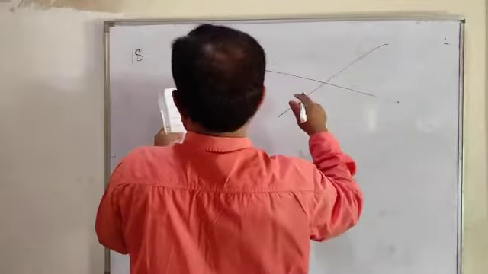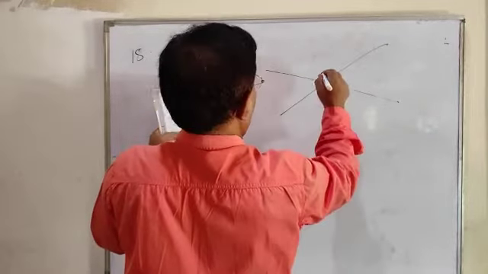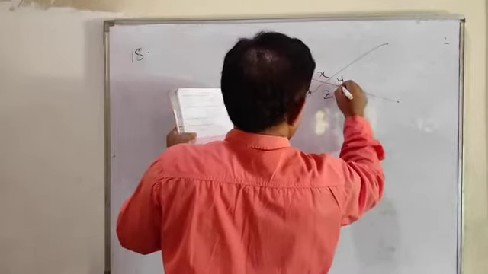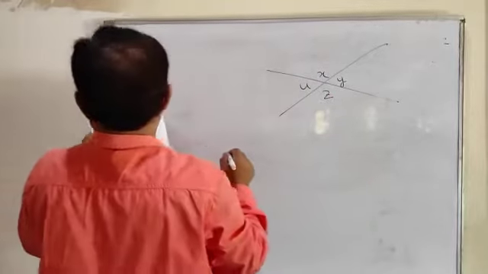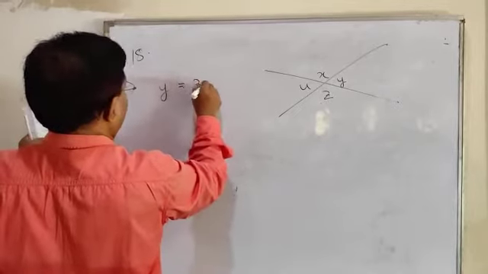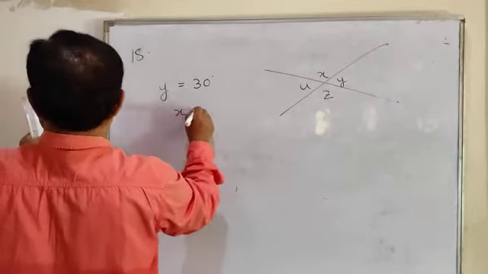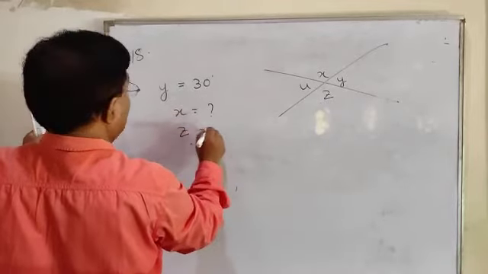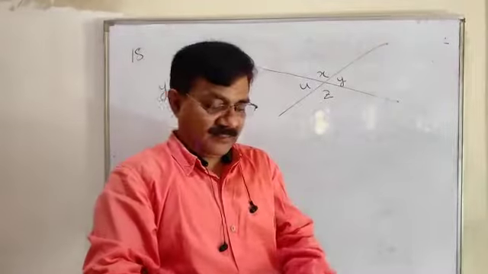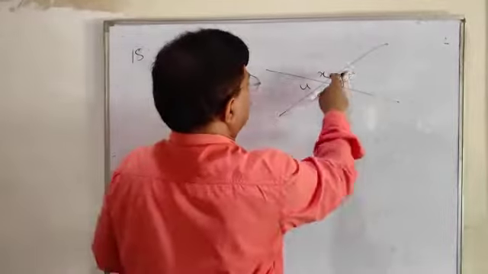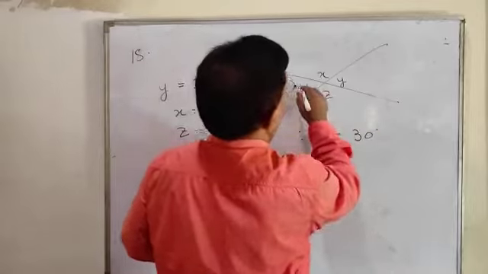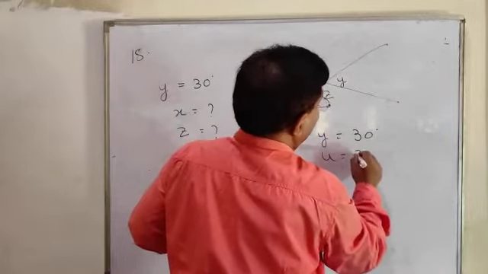This is given. This is U, X, Z, Y and U. Y is equal to 30 degrees. Then find the value of X, Z and U. See here. What is given? Y is equal to 30 degrees. Since Y is equal to 30 degrees, what will be the value of U? U will also be 30 degrees.